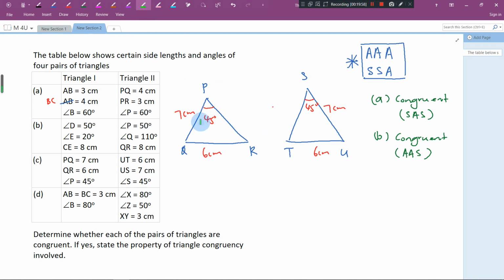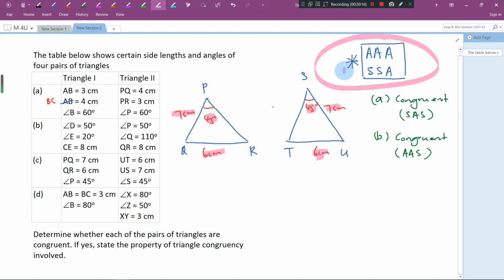Now we look at the properties that we are going to use to determine whether these two triangles are congruent or not congruent. This is side, angle, side. Look at this carefully. When we deal with side, side, angle, we have to be extra careful.